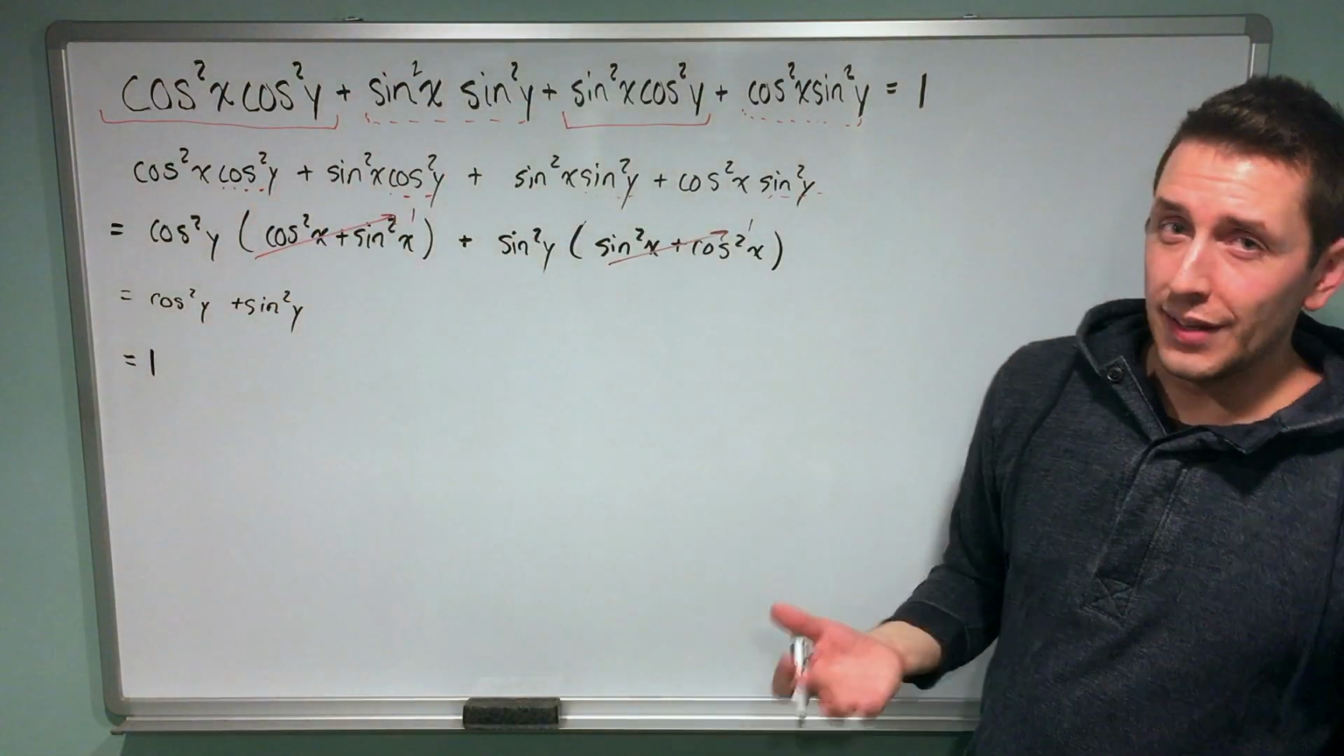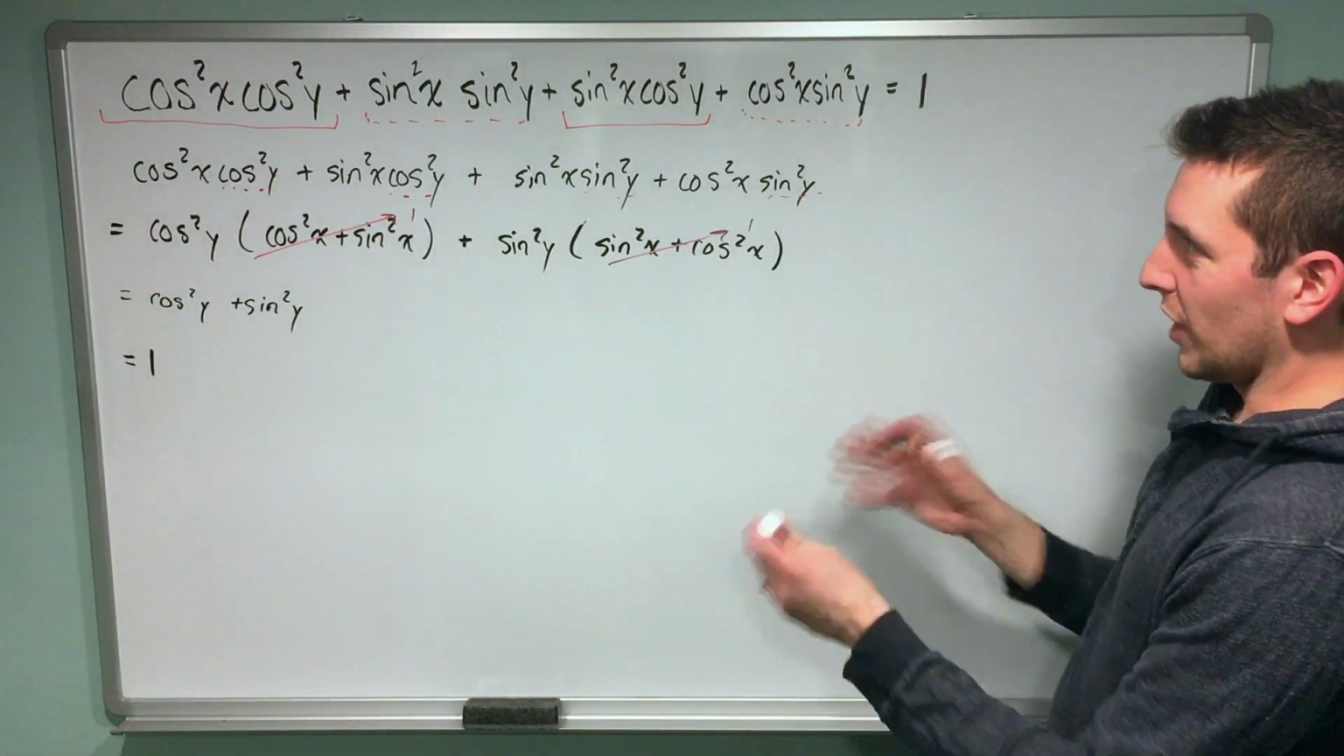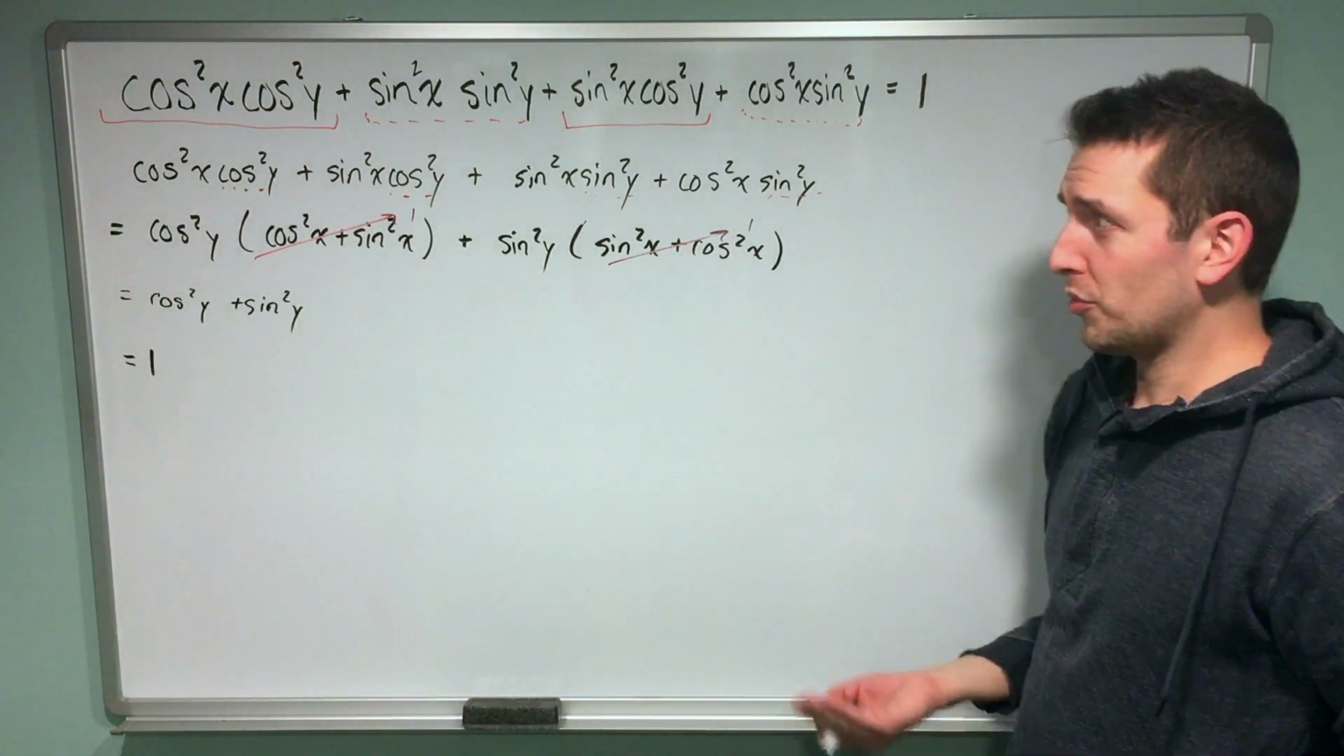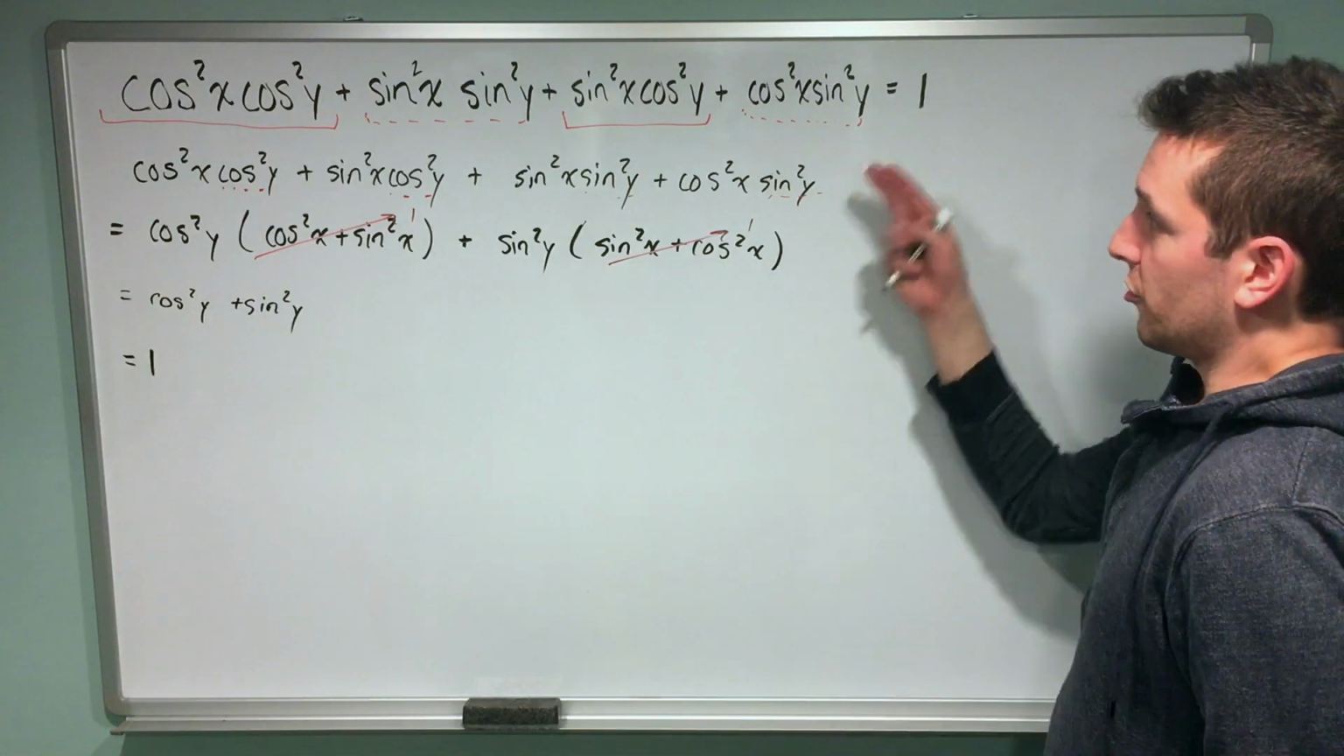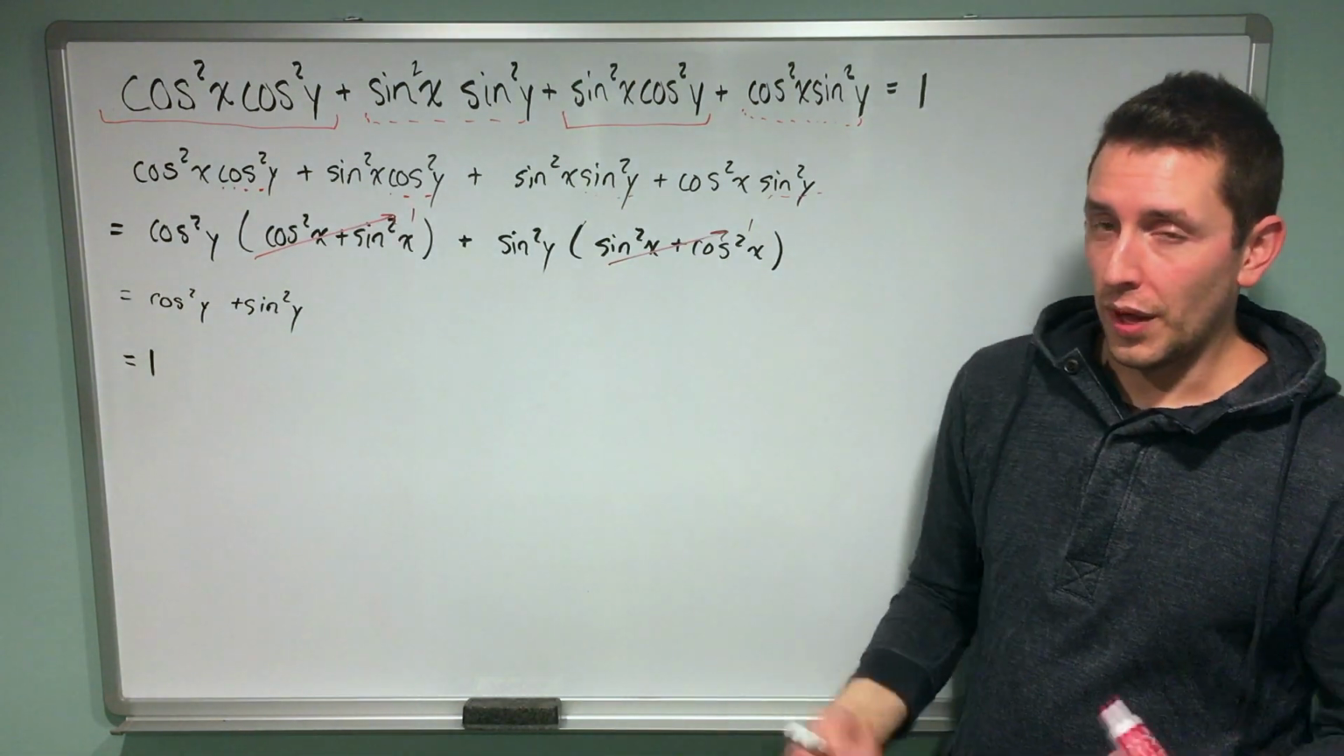As you can see, the left-hand side equals the right-hand side, and this insanely, obnoxiously complex looking trig identity problem was really not that bad. Turns out it was just dressed up in some common factoring and some Pythagorean identity work.